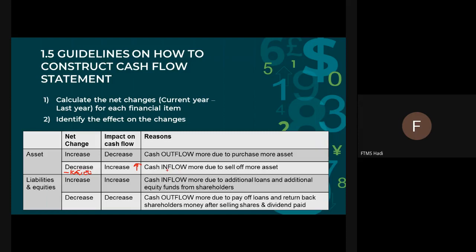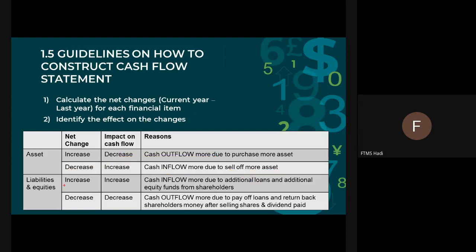Why? Because there is more cash inflow due to selling more assets. The company decided to sell furniture, vehicles, land and building. Therefore, there will be a buyer that buys those assets, and then the money will be injected into the company. So sell off more asset, which is decrease, means cash inflow, which is increase. So that is the first part.